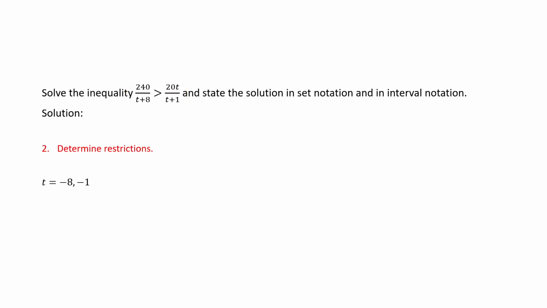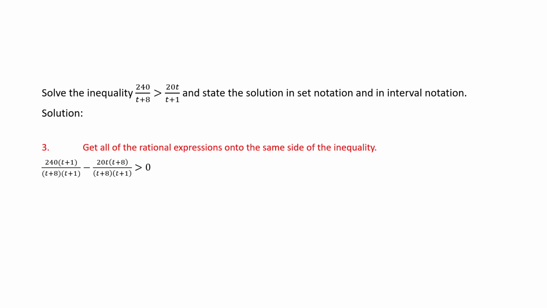So we're actually leaving those expressions the same. Now we're going to determine the restrictions. That's always important. In this case, t cannot equal negative 8 or negative 1. After that, we want to get all of the rational expressions onto the same side of the inequality. So we subtract 20t times t plus 8 over t plus 8 times t plus 1 from both sides, and we know that that's going to be greater than 0. We don't change the direction of the inequality when we subtract like that.